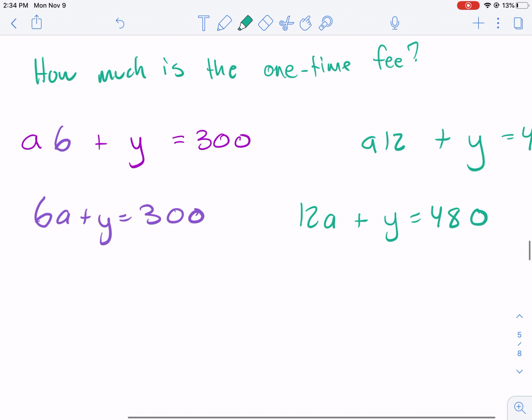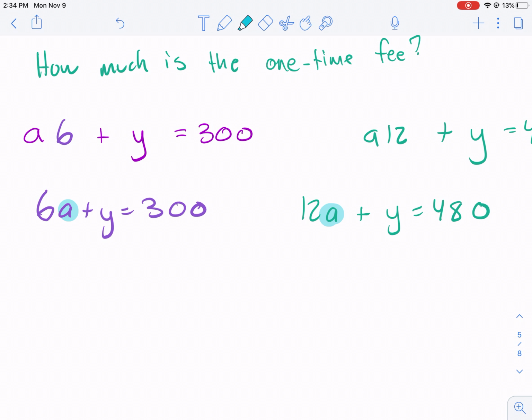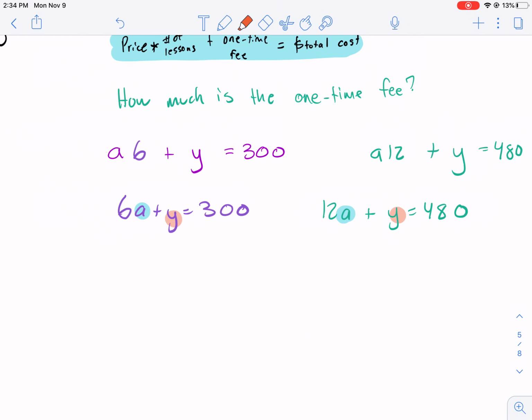We have two equations, two variables. Okay, so we have a variable here, here. We have A's that we don't know, and we have Y's that we don't know. So what do we do from here? We do a system of equations. Okay, we treat it as a system of equations and solve.